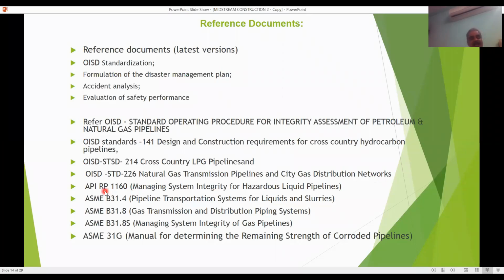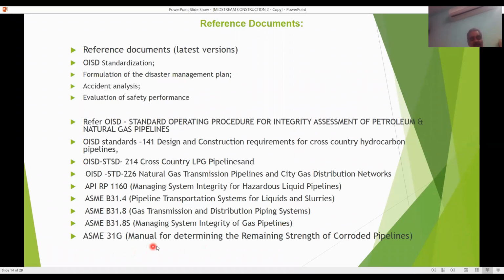API RP recommended practice 1160, managing system integrity for hazardous liquid pipelines. ASME B31.8, gas transmission and distribution piping systems. This is a design code for gas transmission lines. ASME B31.8 also covers managing system integrity of gas pipelines. These things must be referred.